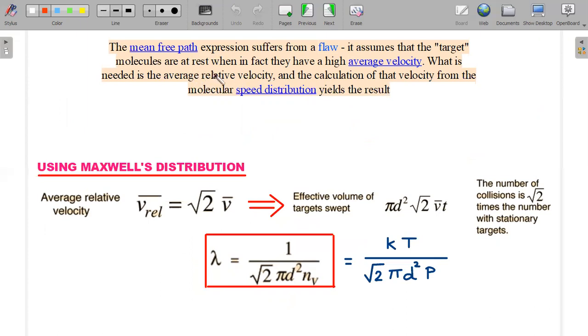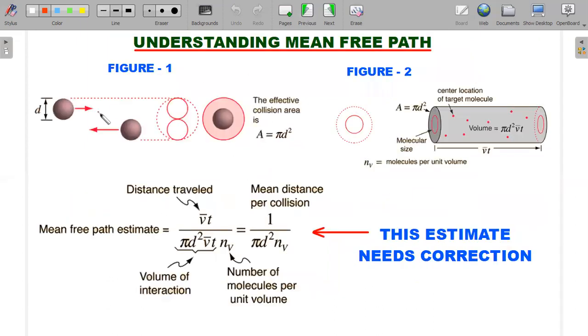It assumes that the target molecules are at rest, when in fact they have very high average velocity. So what is needed is the average relative velocity, and the calculation of that velocity from the molecular distribution using the Maxwell-Boltzmann distribution. Using that distribution, which is out of syllabus, the value of V relative average comes out to be root 2 times the V average of each one. You might be wondering, they're coming from opposite directions, so it should be 2V, right? It's not from a direct single V and V; it is a distribution hitting another distribution. It is the Maxwell distribution of these molecules and the distribution of those molecules, where you are supposed to calculate the relative average.